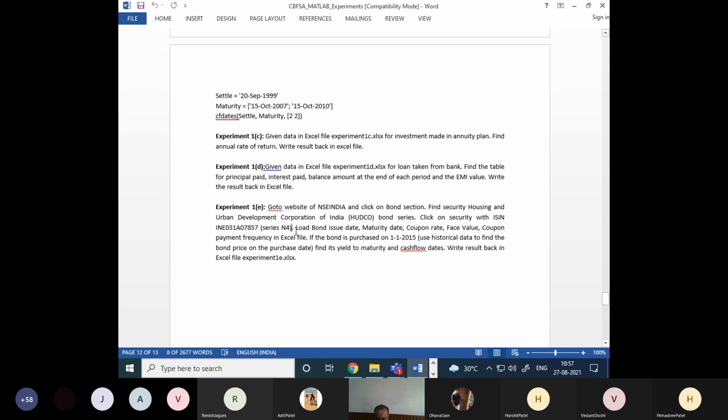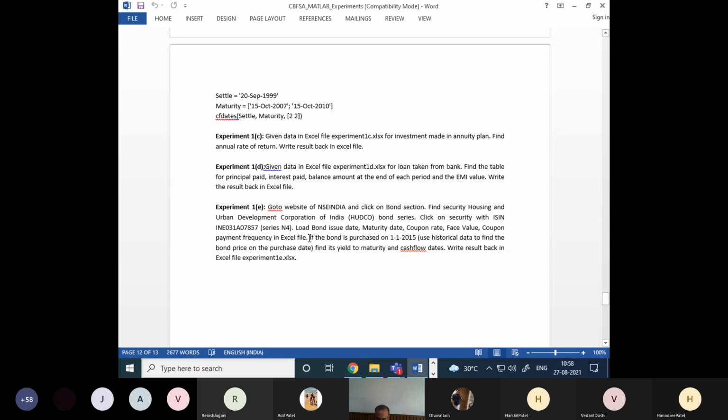This is the name of the company which has issued many bonds. Out of that, select the particular bond with this ISIN. Every security listed on an exchange has an ISIN number, as you know. So click on this security. From that, find the bond issue date, maturity date, coupon rate, face value, and coupon payment frequency, and copy all these things in an Excel file.